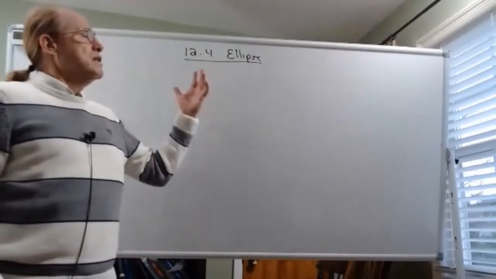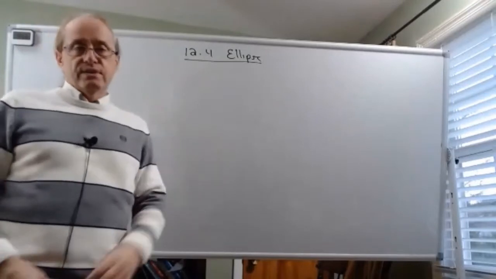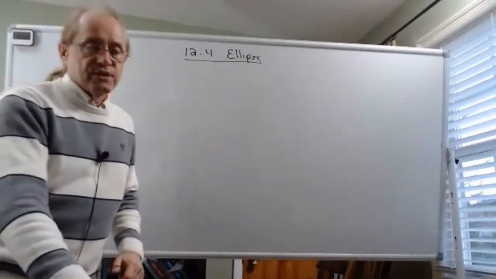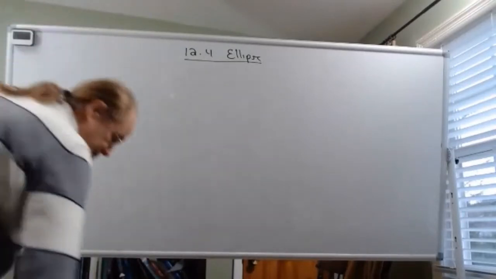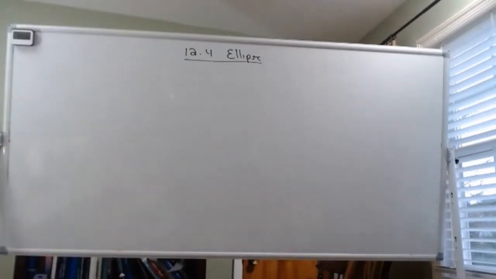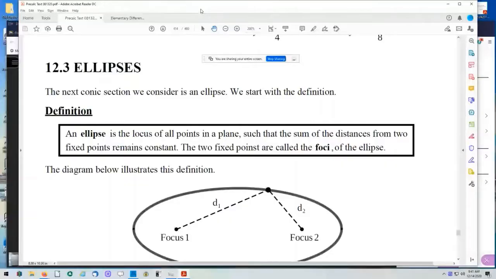How do we start? We start all these things with a word definition. So a word definition of what does it mean to be an ellipse? And this is an ellipse in the plane. I'm going to come over here and share the screen over here. So here's our definition of our ellipse.